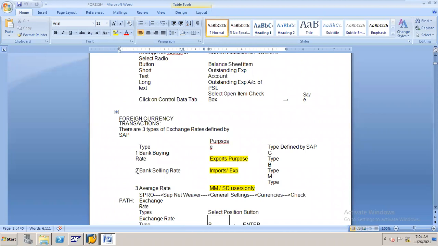Understood? So bank buying, bank selling, average. Usually MMSD guys use the average rate, which means they take bank buying plus bank selling, divided by two. Bank selling is always higher than bank buying. Suppose the bank buys from you at 70 rupees, but bank selling is always 72. So the bank selling rate is always high compared to bank buying.